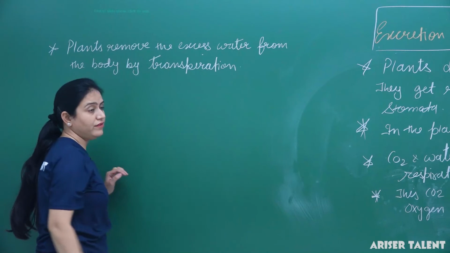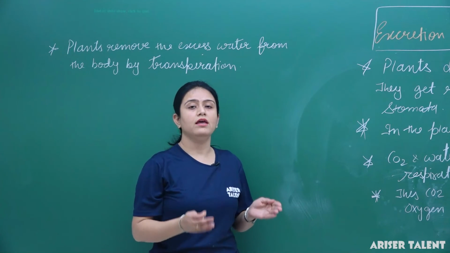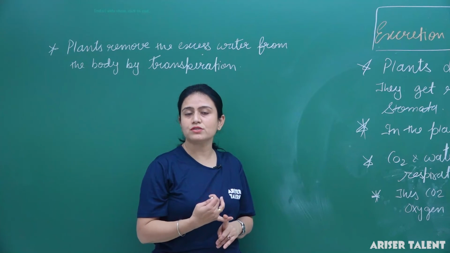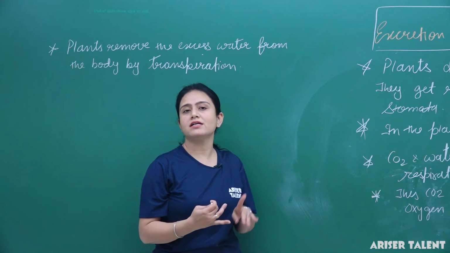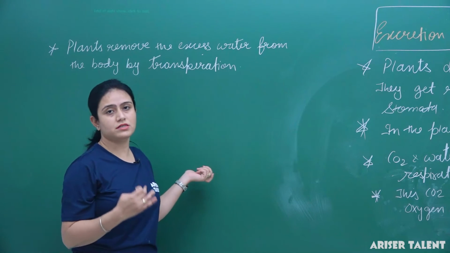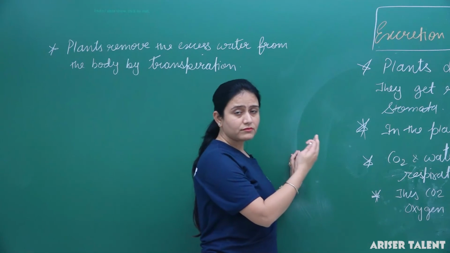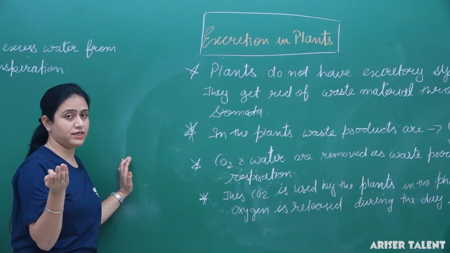So we can say, though plants do not have any excretory system, they remove the waste products, which are carbon dioxide, water vapor and oxygen, by the processes of photosynthesis, respiration and transpiration. They follow these processes to remove the waste from the body. This is the general talk about waste products in the form of gases.